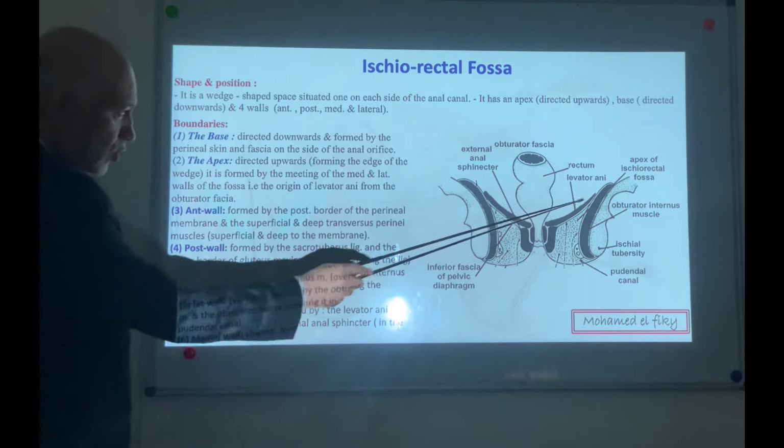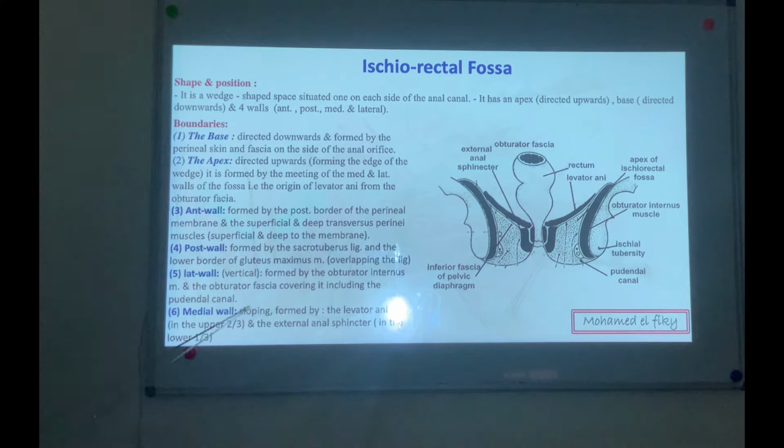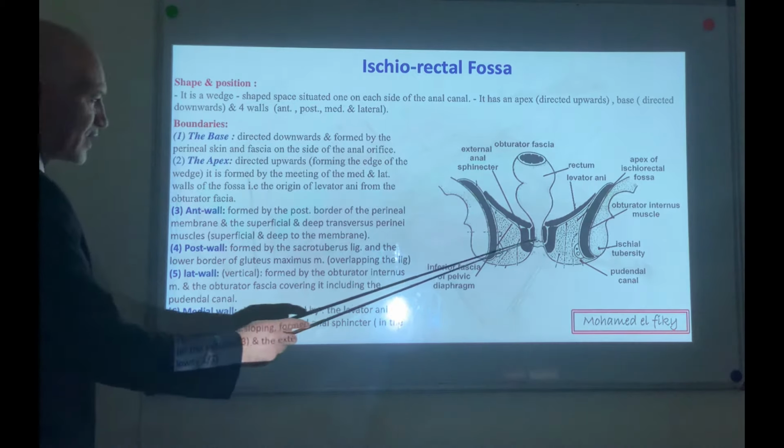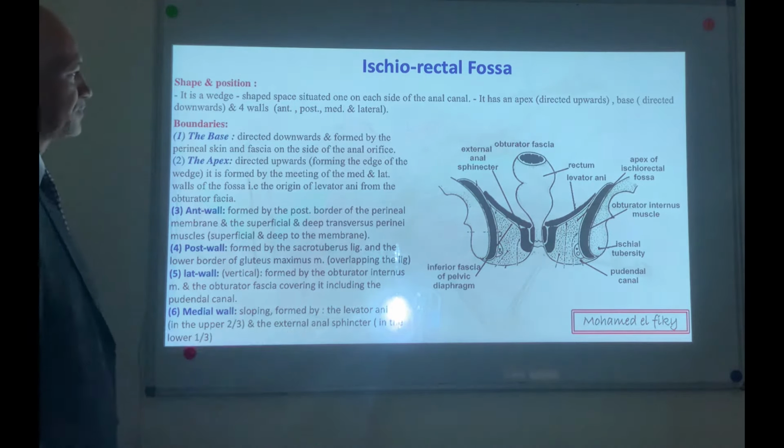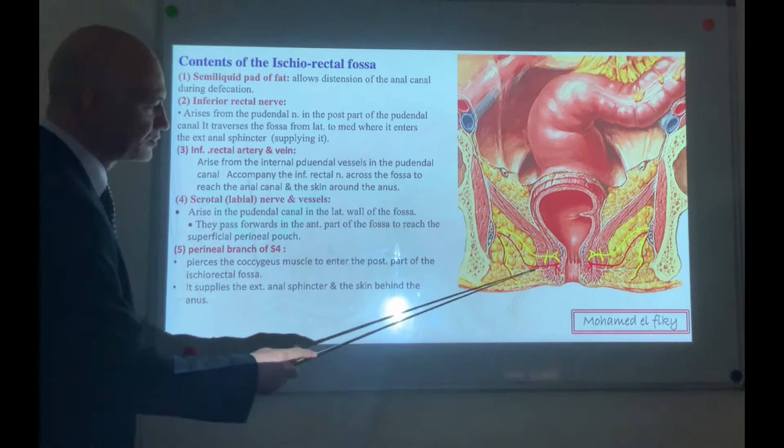Medial wall, sloping, formed by the levator ani muscle and external anal sphincter. These are the boundaries of the ischio-rectal fossa from this diagram. Or the same diagram.